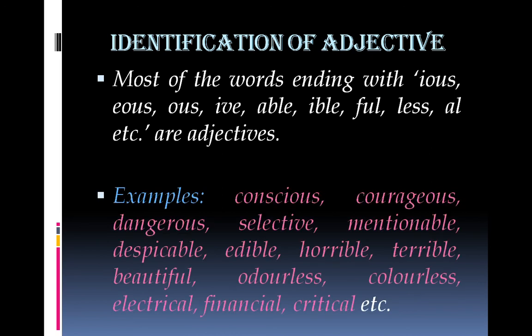Let's have examples. Conscious, courageous, dangerous, selective, mentionable, despicable, edible, horrible, terrible, beautiful, orderless, colorless, electrical, financial, critical. You must have noticed that most of these words have been made out of other root words. Courageous is from courage. Dangerous is from danger. Selective is from select. We have added these letter combinations to make new words, and whenever you observe such patterns, the new words will be adjectives.